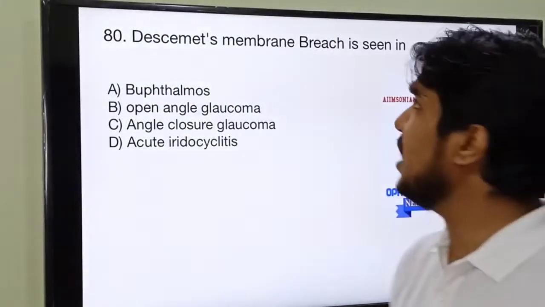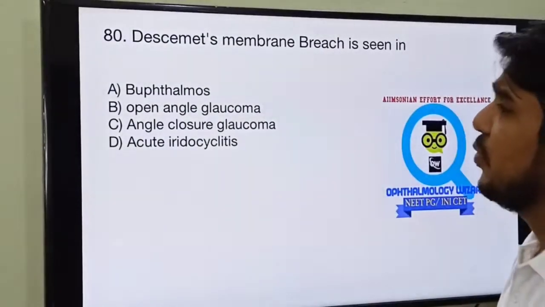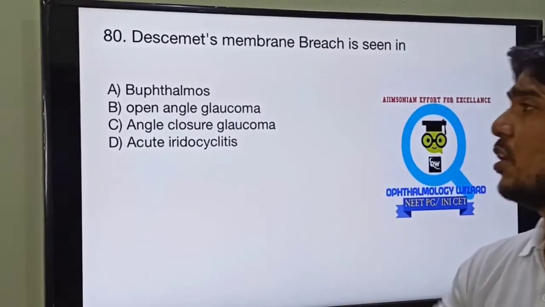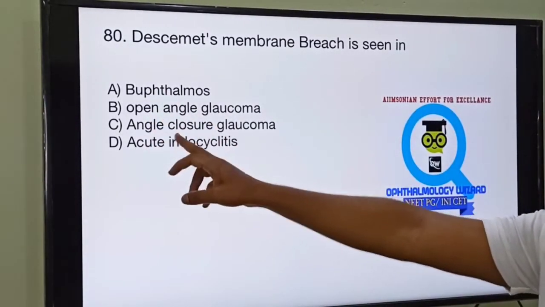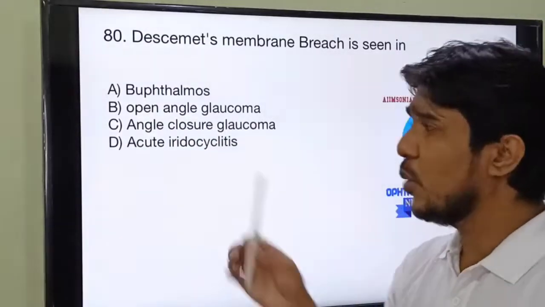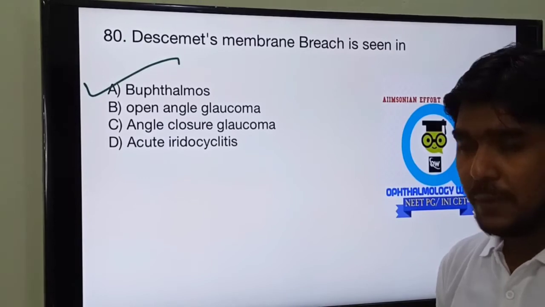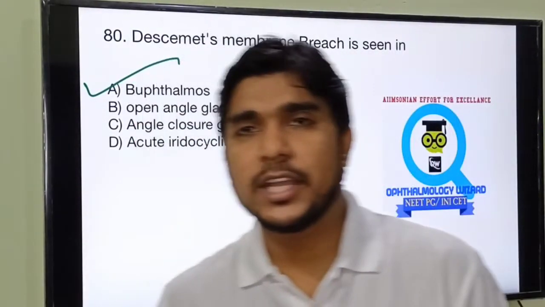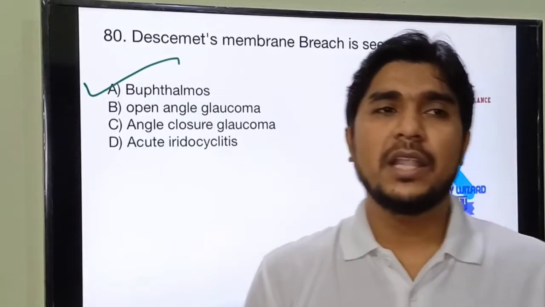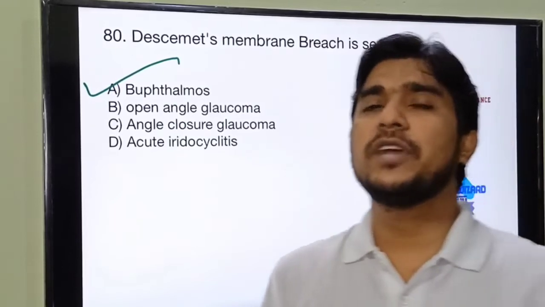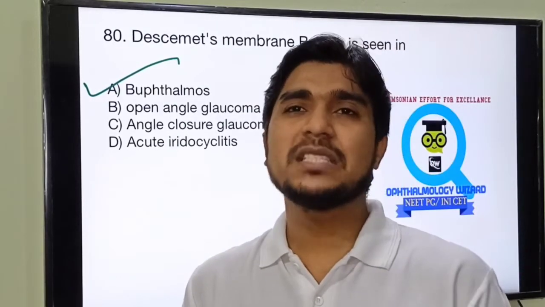Descemet's membrane breach is seen in which condition? Options: buphthalmos, open angle glaucoma, angle closure glaucoma, acute iridocyclitis. This is a sure short and straightforward question, and the answer will be buphthalmos. In buphthalmos, there is a large cornea, a cloudy cornea, and the patient's IOP is very high. The treatment of choice for buphthalmos is trabeculectomy plus trabeculotomy.